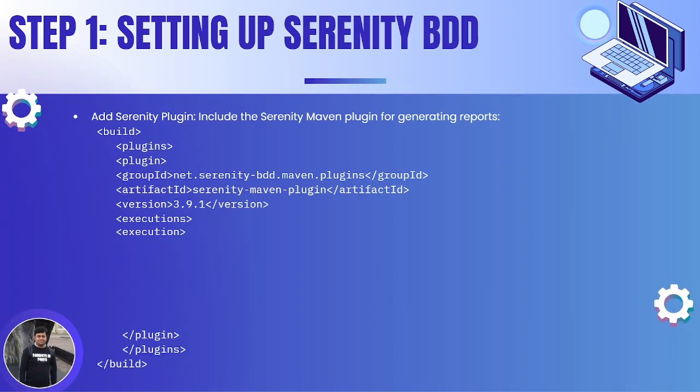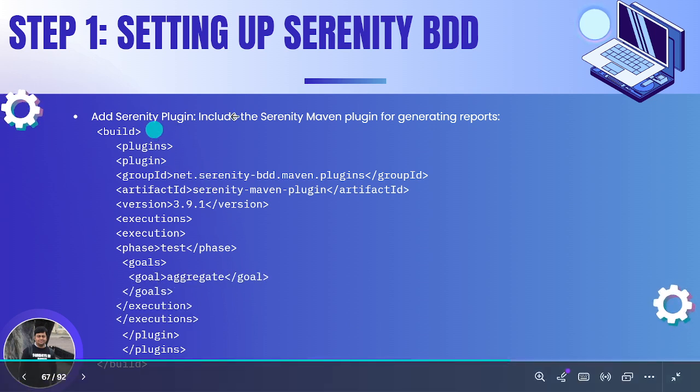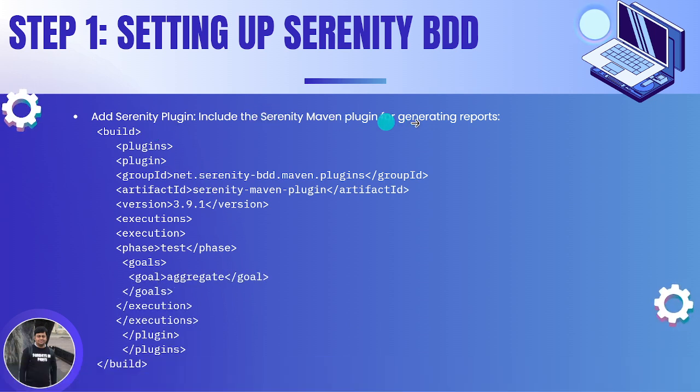And then after, you need to add a Serenity plugin, including the Serenity Maven plugin for generating reports. This is again used for the reporting. For that you can use the serenity-maven-plugin, and then the plugin version, and then the goal aggregate, and then it will create a report also.